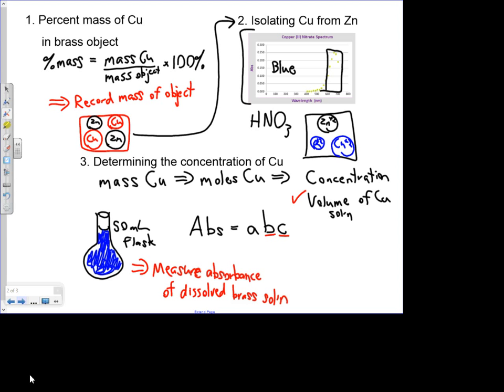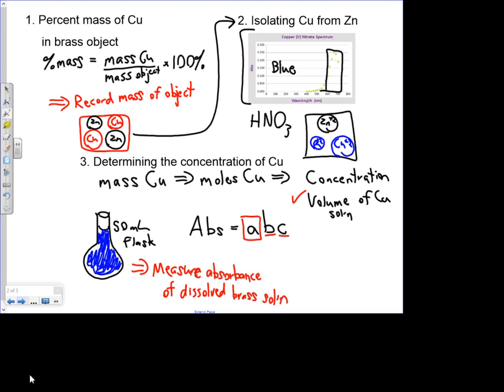And now the only thing I need to do to ultimately find the concentration, which is going to allow me to find the moles, which is going to allow me to find the mass, which is going to allow me to find the percent mass, which is what I'm looking for, I only need to know the molar absorptivity value of the copper nitrate. Now that I don't know, okay?